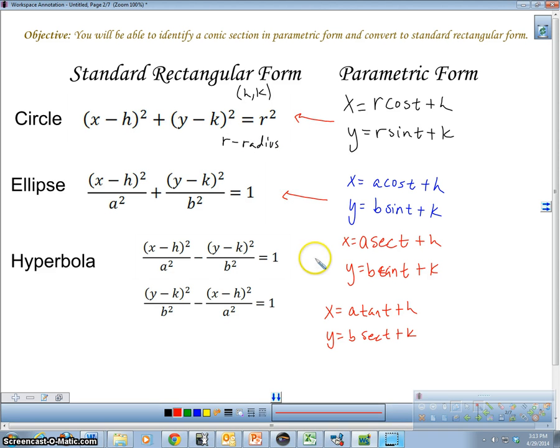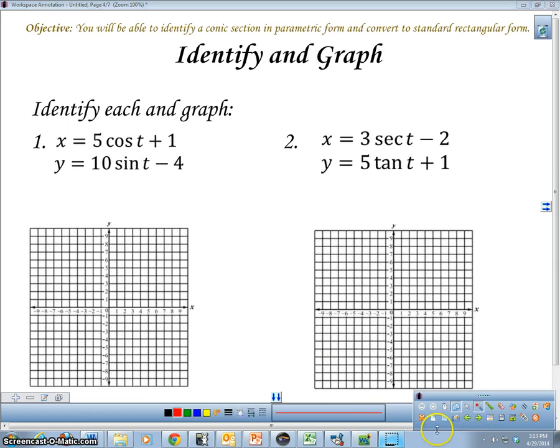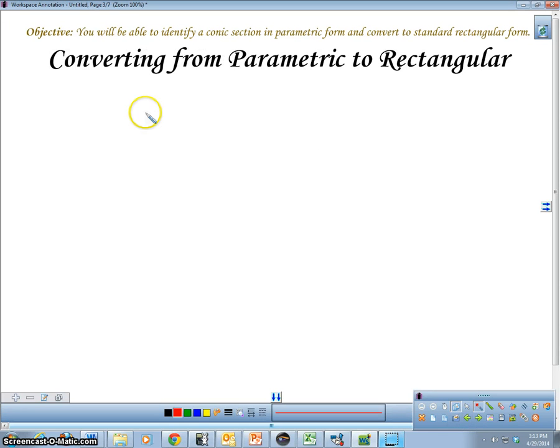Now I think the easiest way to do it is just to recognize what's going on. If you can recognize this and easily convert it, that's fine, but I want to show you how we get that by eliminating the parameter. Let's just take a look at a few of these and eliminate the parameter.